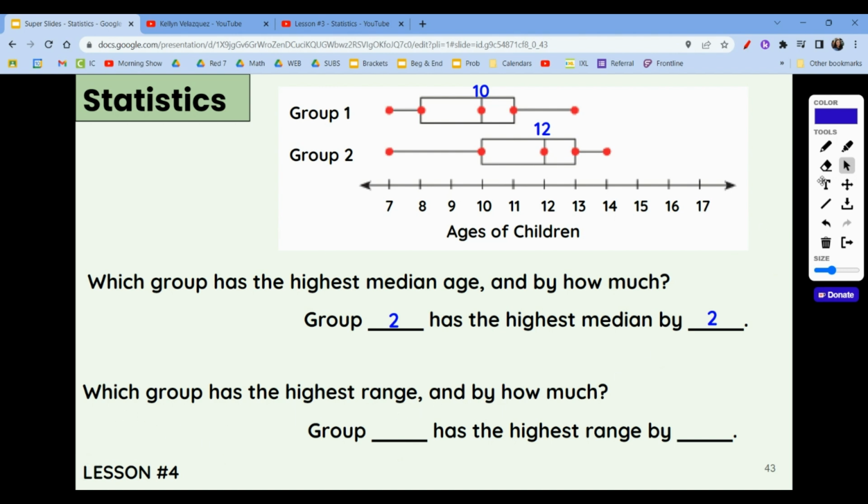Which group has the highest range and by how much? So to find the range, you have to do the max point minus the min. So for group 1, the maximum is at 13 and the minimum is at 7. So you'd have to do 13 minus 7 and you'd get 6 for the range. For group 2, you'd have to do 14 minus 7. 14 minus 7 would give you 7. So which group has the highest range? Group 2. By how much? By 1.